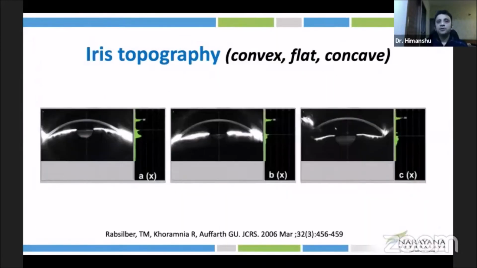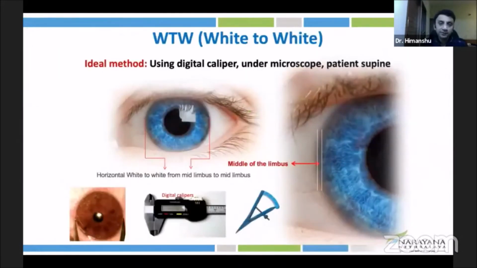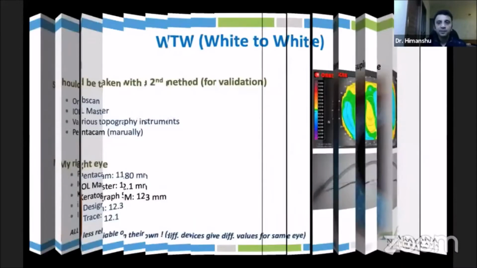The important part, apart from the anterior chamber depth, is the iris topography, what we can get on Pentacam. So we can see the iris configuration, whether it is convex, flat, concave, whatever way, and that's equally important, not just the central anterior chamber depth. The second parameter, white to white measurement, ideally is supposed to be measured using a digital caliper in the patient in supine position, under a surgical microscope, from mid-limbus to the other side of mid-limbus.